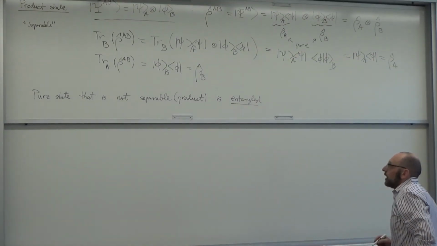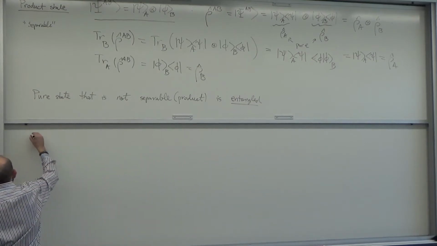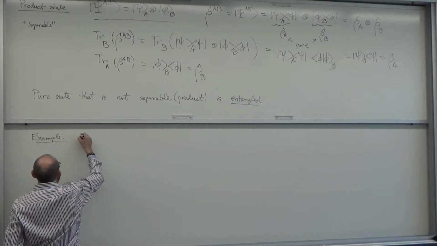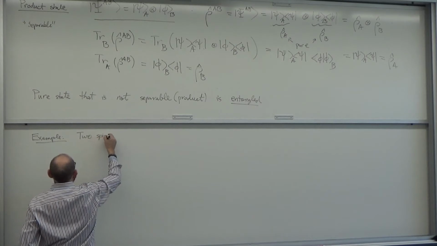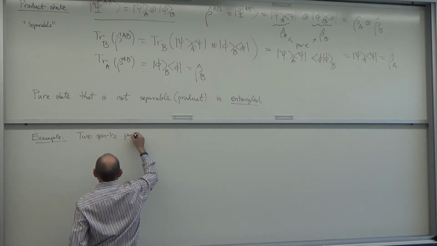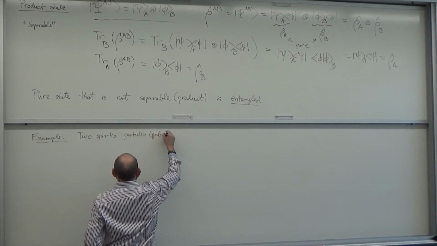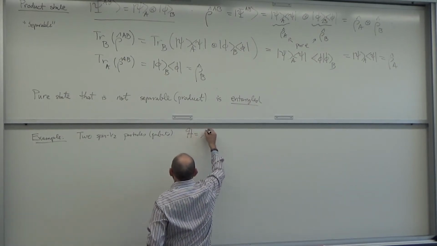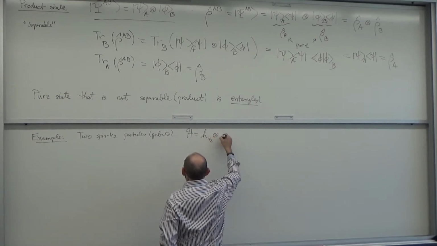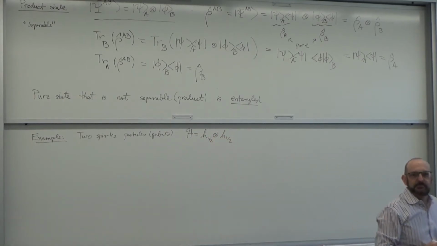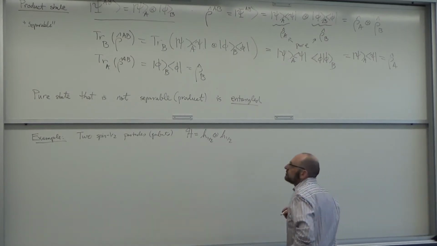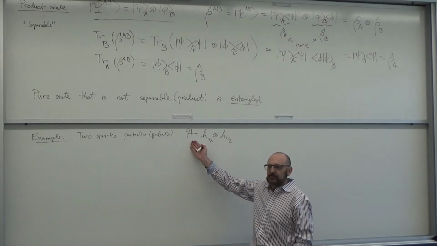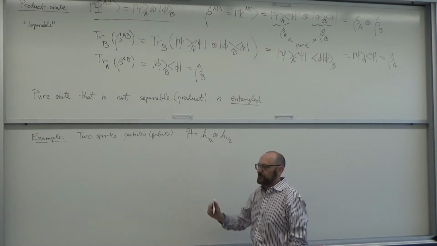Okay, so let's look at an example. Let's say I have two spin 1/2 particles, or qubits. So my joint Hilbert space is the Hilbert space associated with two spin 1/2s. All right. So, what's the dimension of this Hilbert space, this joint Hilbert space, by the way? 4. Thank you, Zach. Excellent.